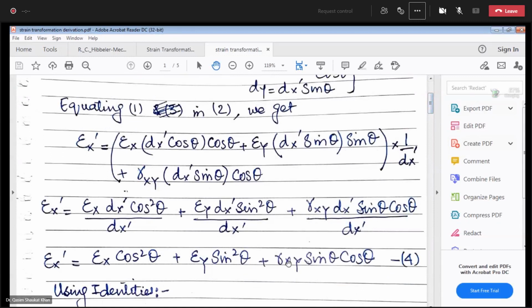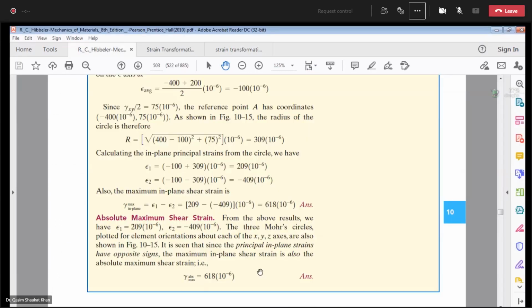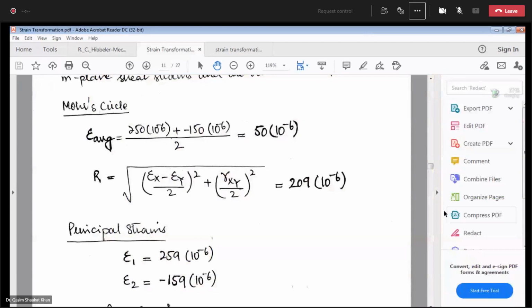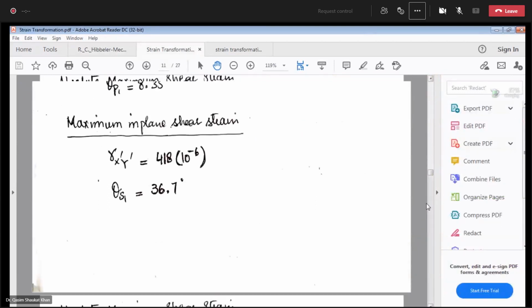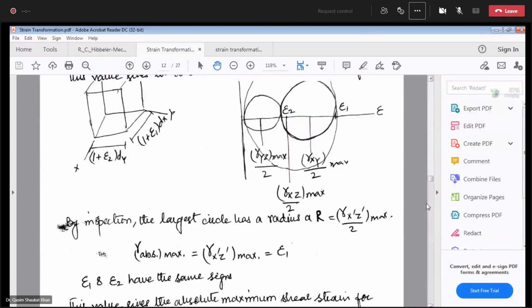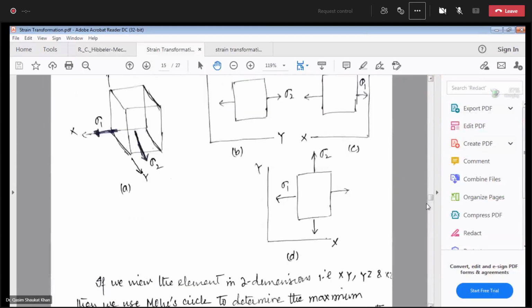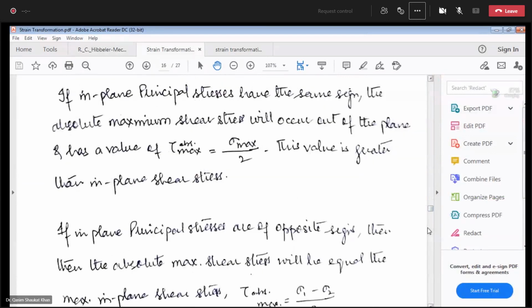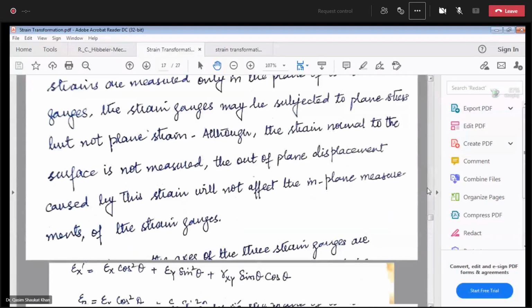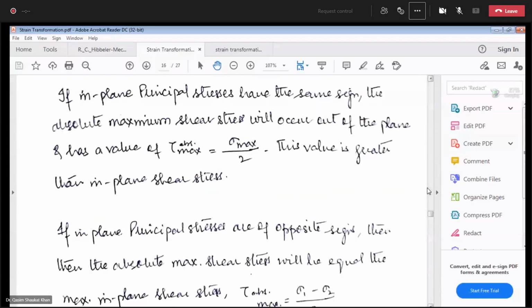So can you see this file? Yes, sir. Okay, good. And this is strain transformation, and this we have done today.